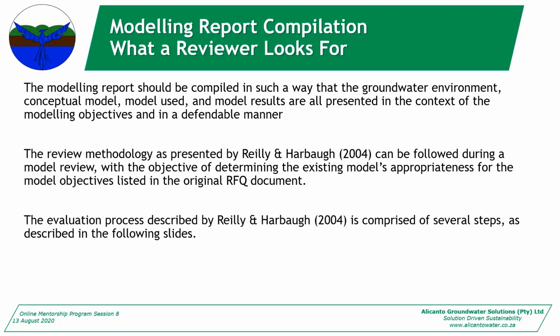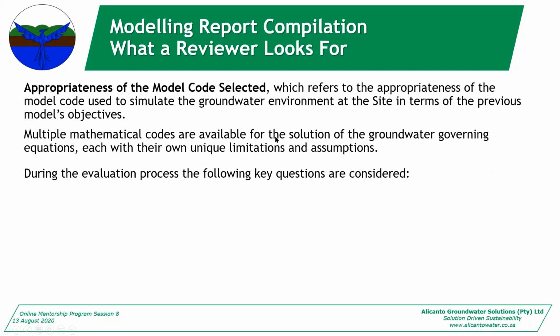Okay, so there's several steps in the review process. We'll go through them. The first one that we're going to look at is the appropriateness of the model code. That is, how appropriate is the code that you've selected for the site. So you have to, in your report, justify why you've chosen that particular modeling code, why it's applicable to your site, and how it meets the model objectives. There's a number of mathematical codes, equations, and solutions for solving the groundwater equations, and each of those has a unique limitation and assumption. There are crossovers, but some have more assumptions than others.